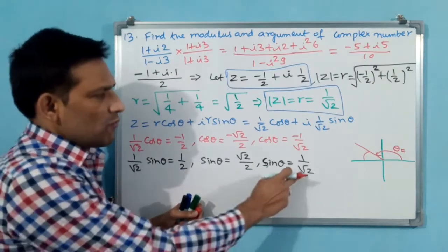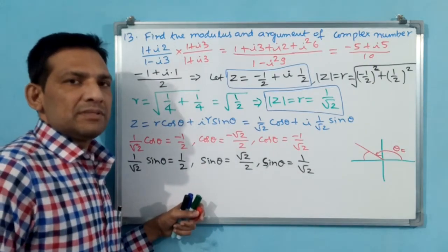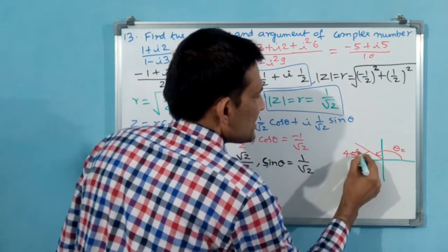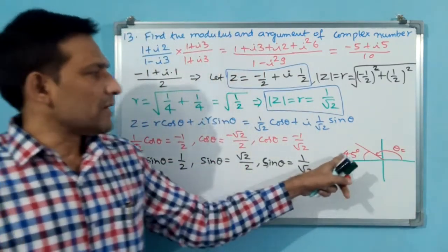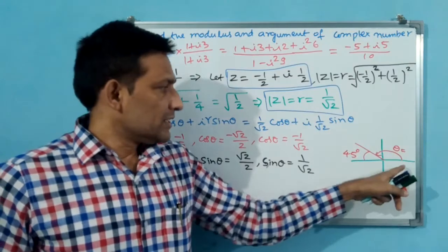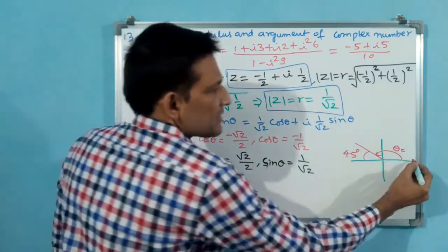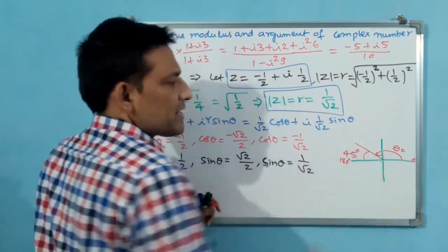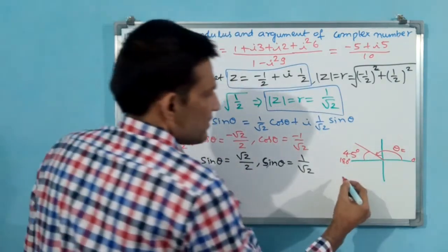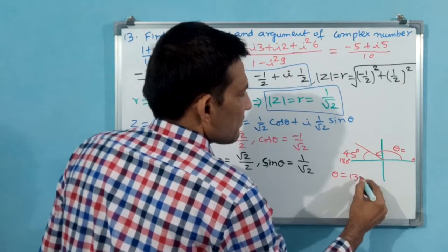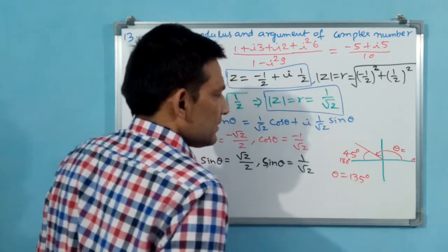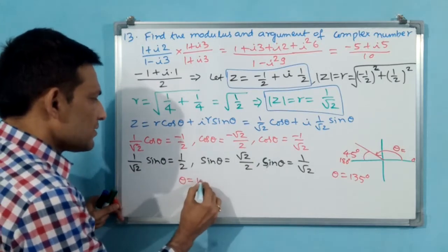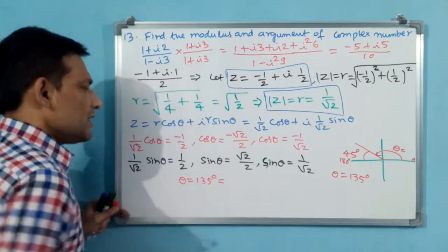Okay. Now 1 by root 2 in sin theta, where does it come? 45 degree. Write down 45 degree. Now if this is 45 degree, what is theta? Theta is 180 minus 45. Why? Because this is 0, this is 180 degree. 180 minus 45, 135 degree. Write down theta is equal to 135 degree. Okay, now write here. Why? Because he has asked only the argument. Theta is equal to 135 degree.